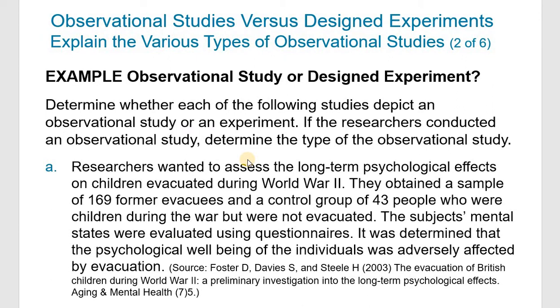Let's look at some examples of types of observational studies. Let's look at the first example. We want to determine whether each of the following studies depicts an observational study or an experiment. If the researchers conducted an observational study, we want to determine the type of the observational study.